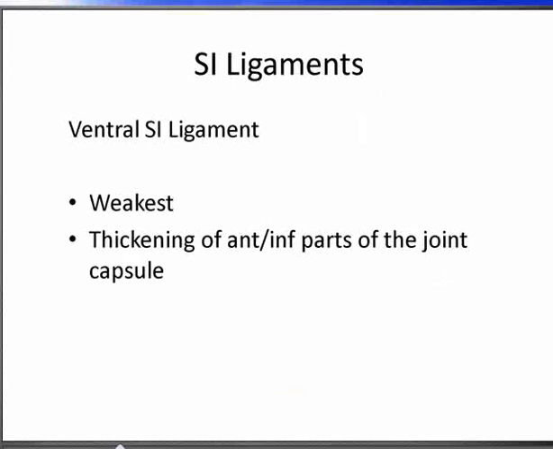So the SI ligaments, let's look at the ventral SI ligaments. They're fairly weak, and of the sacroiliac joint ligaments, they're the weakest. They are a thickening of the anterior and inferior parts of the joint capsule. So it's essentially just a thickening of the actual capsule, and that's what we consider to be the ventral SI ligaments.